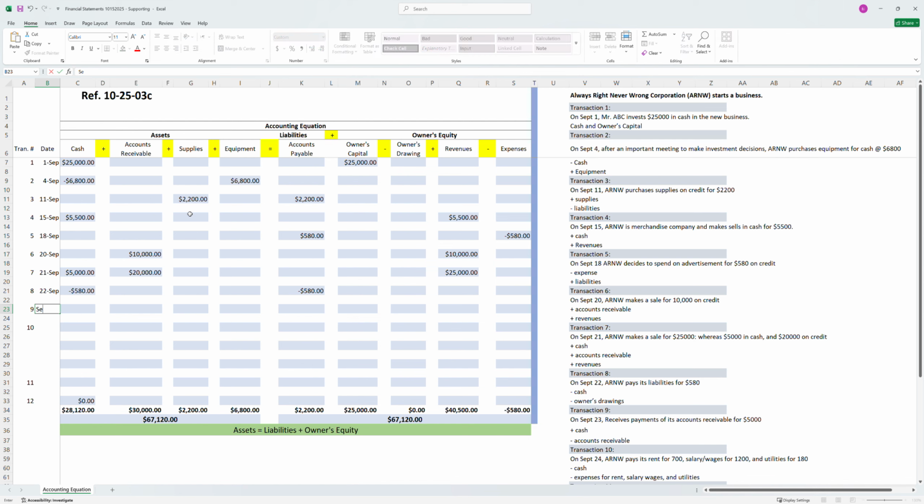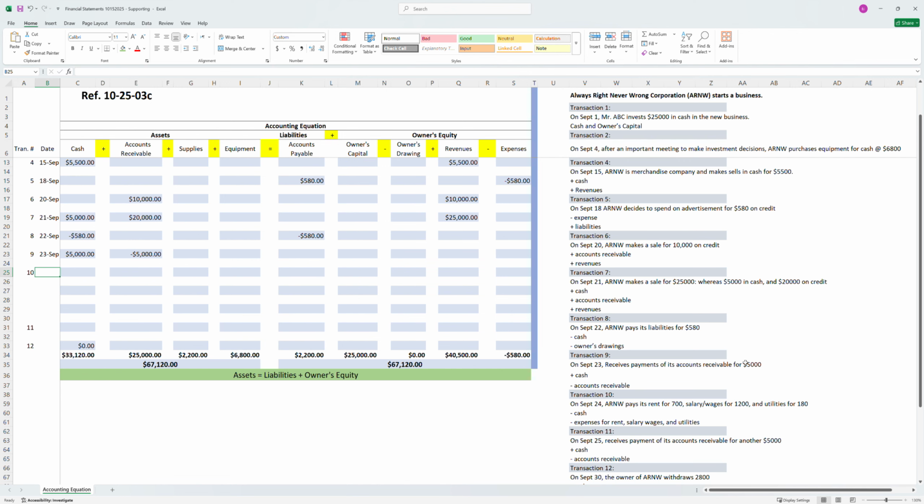On September 23rd, the company receives payment for its accounts receivable for $5,000. Great. So we debit cash by $5,000, and then we also should be reducing accounts receivable by $5,000.